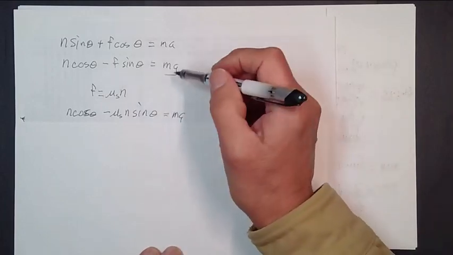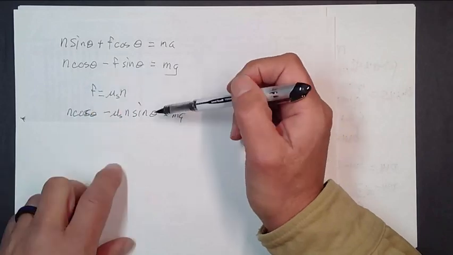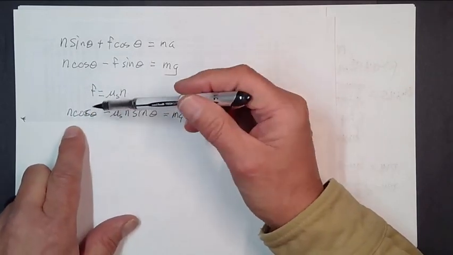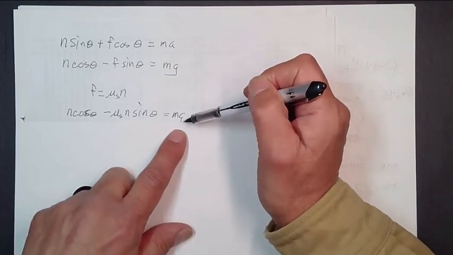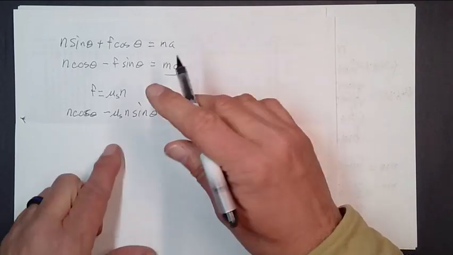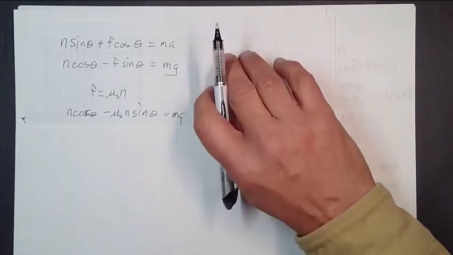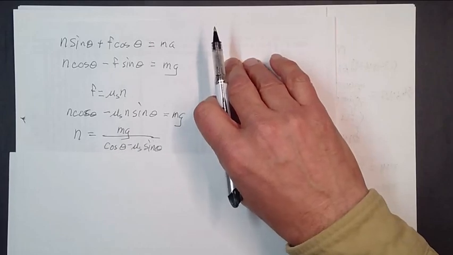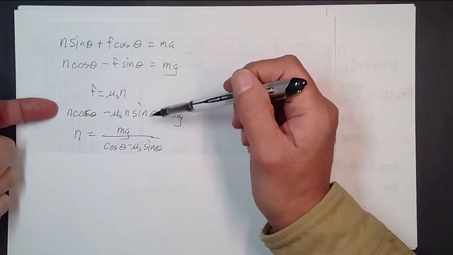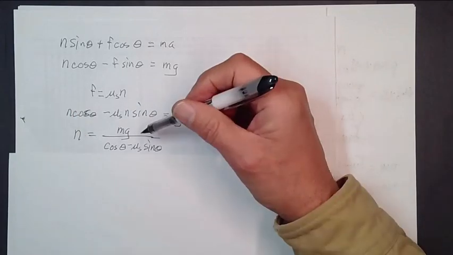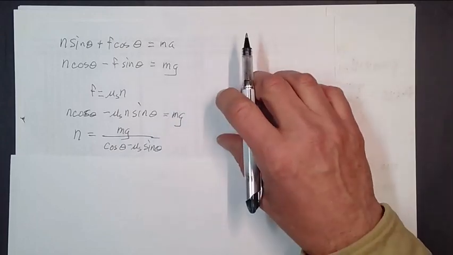So the bottom equation there, when I plug the mu sub s n into that, becomes n cos theta minus mu sub s n sine theta equals mg, and I can solve that for the normal force in terms of mg. It looks a little bit scarier than it typically does. First thing I did was factor the n out of here and then divide by what was left. Looks a little bit scary for a normal force, but that's okay. We can deal with that.